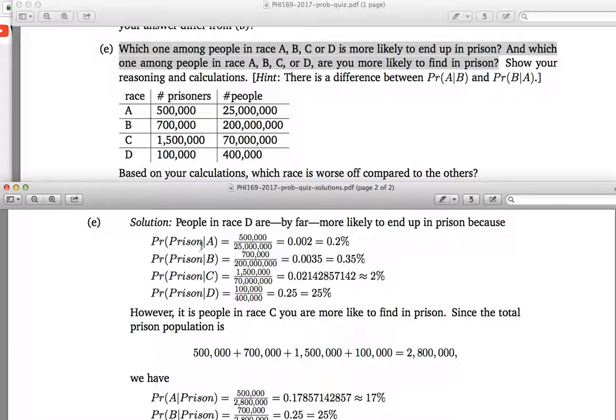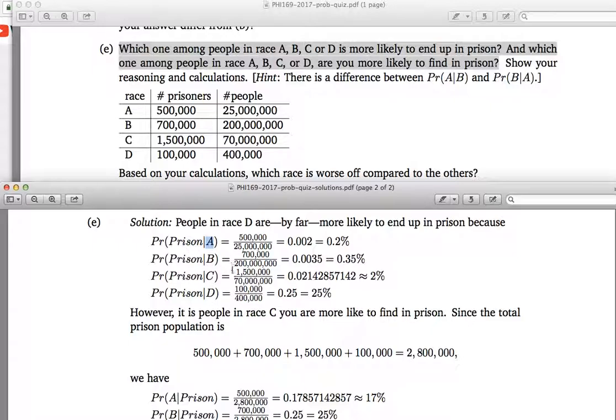So one question is asking how likely it is that, if you're a member of some race, let's say race A, you are in prison. And let's suppose that here we are considering a certain particular year. So for race A, we look at the total number of people in race A, that's 25 million, and then see how many of those are in prison, and we are told that 500,000 are in prison. That gives you a probability of 0.2% for someone in race A of ending up in prison. Similar calculations can be done for every other race.